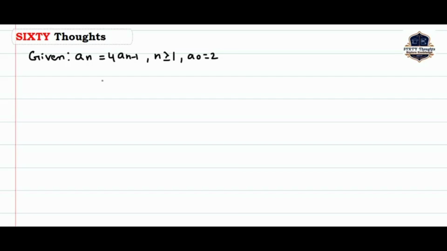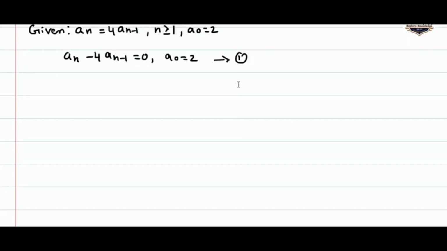Okay, so first I am going to write the given equation as a_n - 4a_{n-1} = 0. We consider this as our given equation, equation number 1. Okay, so what is step number 1? Step number 1 is to find capital G of x. Okay, how to find G of x?